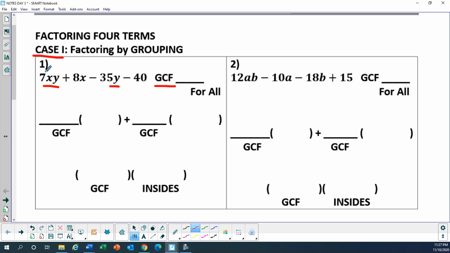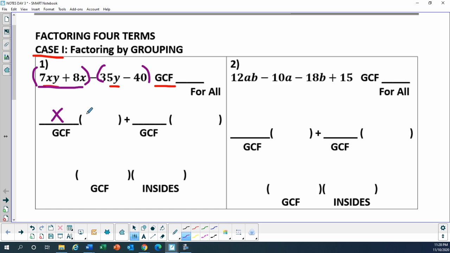This is 7, this is 8, so obviously there's no common number between them. So the next step I will do is, how about if I group them together? Like if I group this together, and then if I group this together, right? So then I can see, okay, they both have X that is common that I can take out from the first part. So let's say I'm going to take X out.